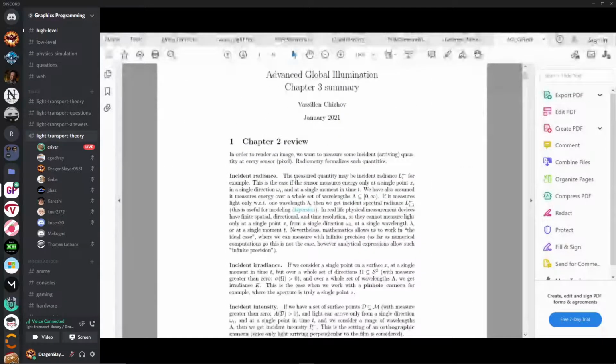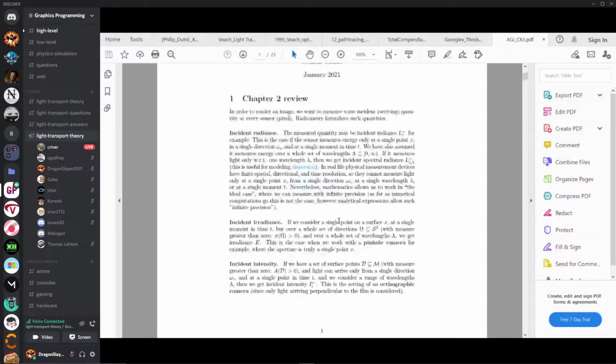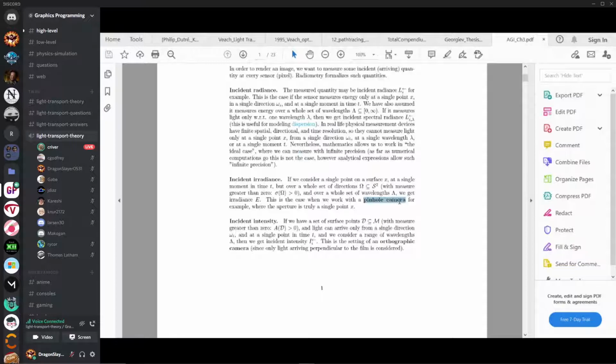So what we saw last time was, okay, we need some notion of quantity that we'll measure, and these quantities measure different things. For example, if we have a pinhole camera, we would measure irradiance, because if you consider the aperture of the camera to be a single point, then you have a single point, but you have a whole set of directions. Well, this is the definition of irradiance.